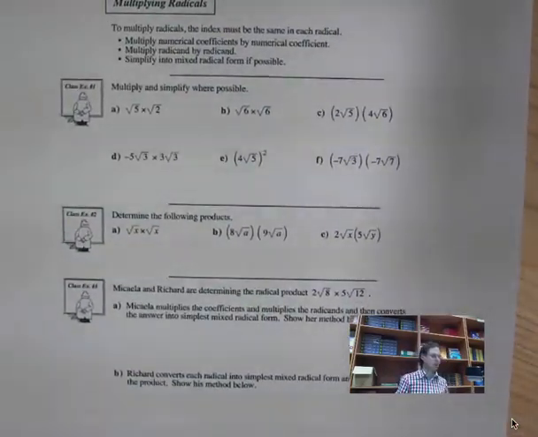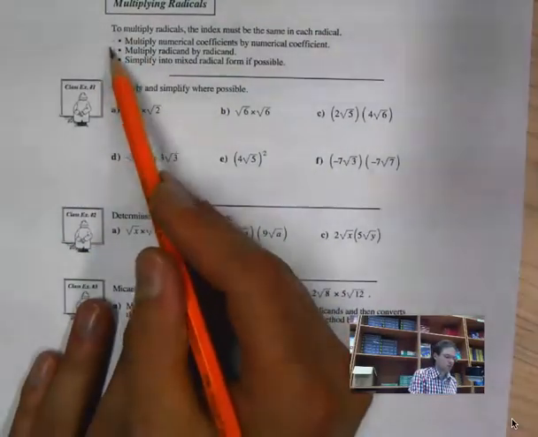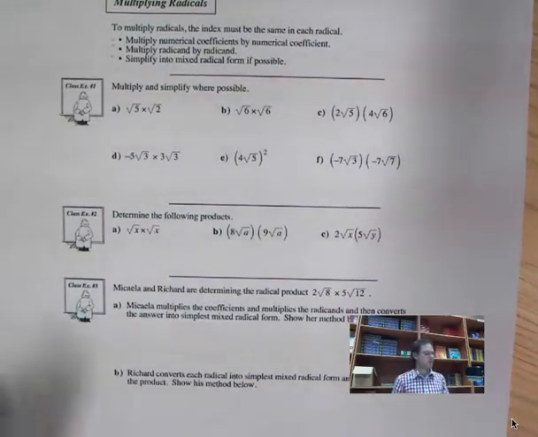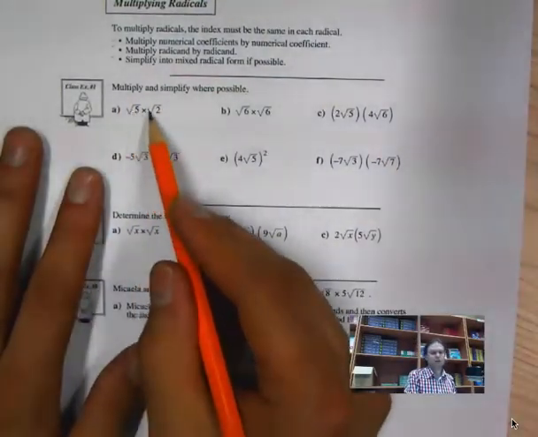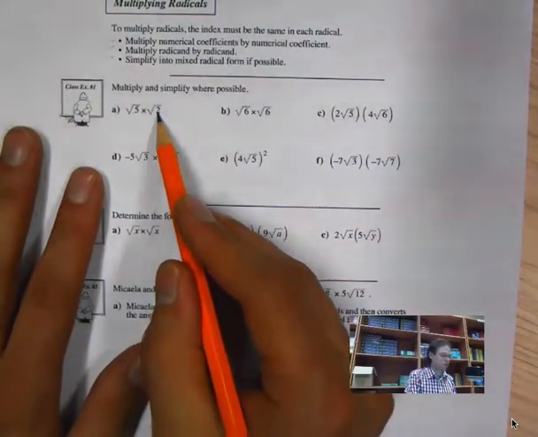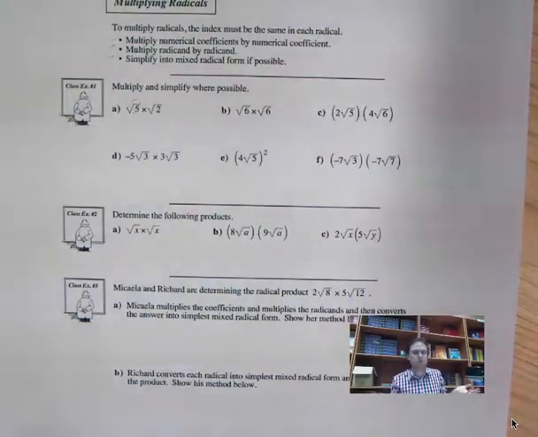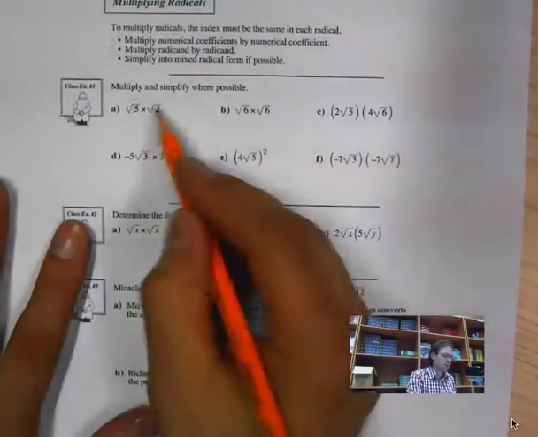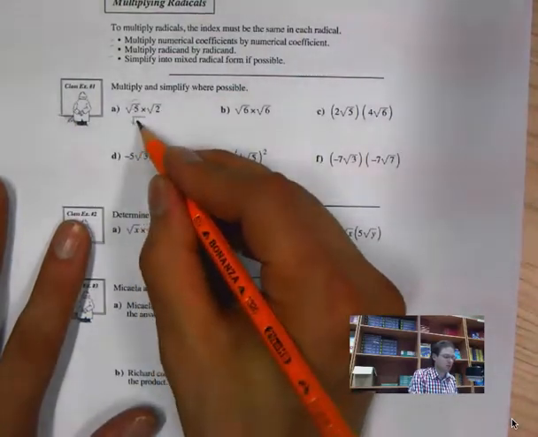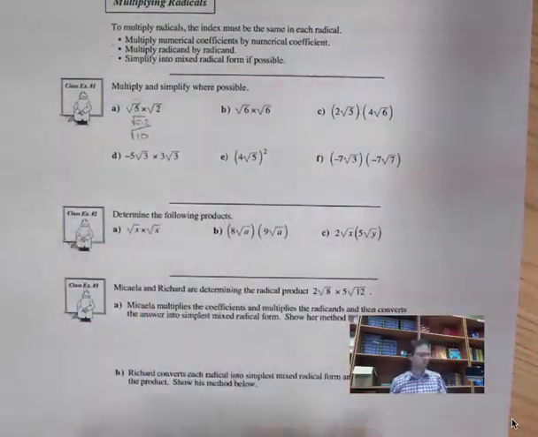If you did the investigation, you should be able to figure these out. We're going to follow these rules for multiplying. The first one is multiply where possible. So root 5 multiplied by root 2. Both of these have the same exponents. They're both square roots, neither of them is a cube root. So we can multiply the radicands together. That's going to give me root 5 times 2, which is the same as root 10.